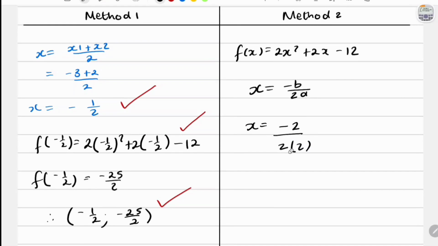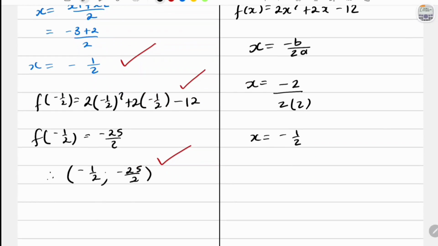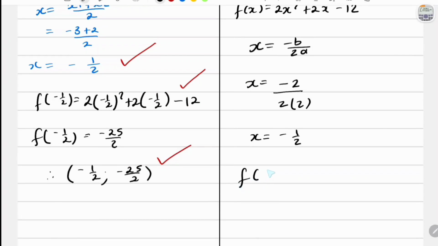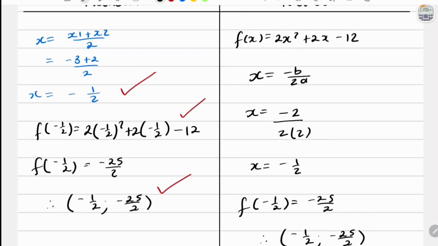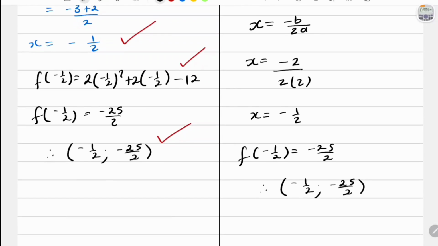So negative 2 over 4 is really just negative a half again. Then to find the y value, you'd substitute that negative a half into the equation, get a mark for your substitution, and you would get negative 25 over 2 again, still leading you to the exact same answer. So that's what I meant by it's not really a method 2, it's just a different way of finding the x value of the turning point. So you could use the x-intercepts, or you could just use this formula to find it.